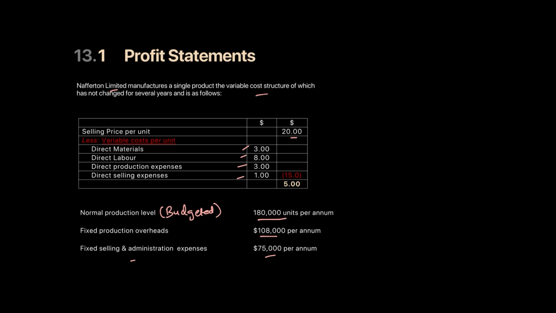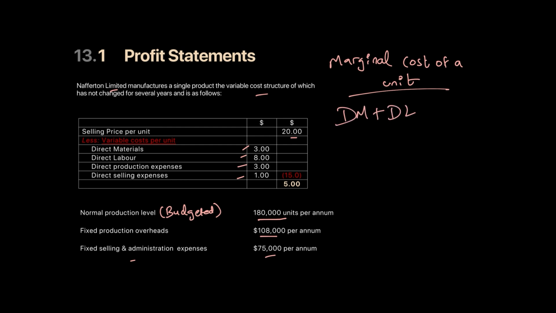Alright, so if I were to first find the marginal cost of a unit, remember, if I calculate that first, that's equal to direct material, direct labor, and direct production expense in this case. So there are only three variable manufacturing costs. Selling is a non-manufacturing cost, so marginal cost of a unit should be 3 plus 8 plus 3. So marginal cost of a unit is 14 per unit. So according to marginal costing, the cost of manufacturing a unit is 14.